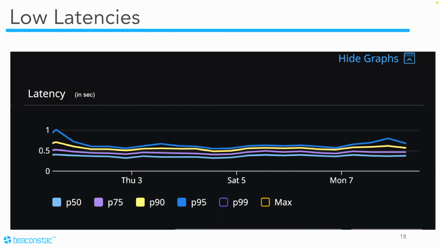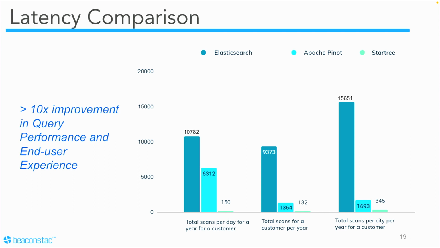Low latencies. As you can see in this graph, the latencies of the various queries are between 0.1, 0.5 and 1 second. And the P95 latency is less than 1 second, which is a massive improvement from the V1 system where the P95 was around 20 seconds. So we saw 10x improvement in query performance, which translated to better end user experience.